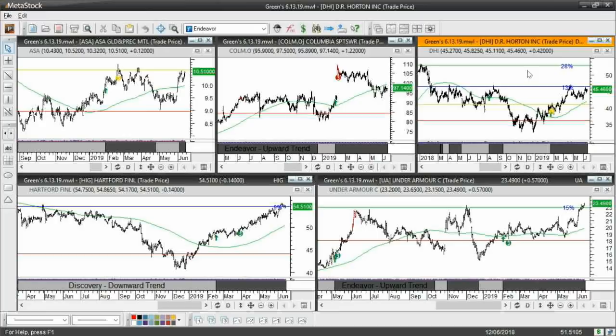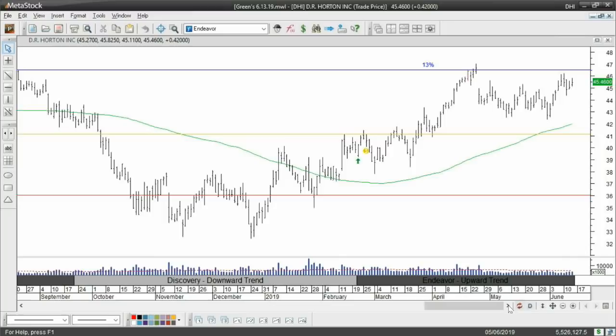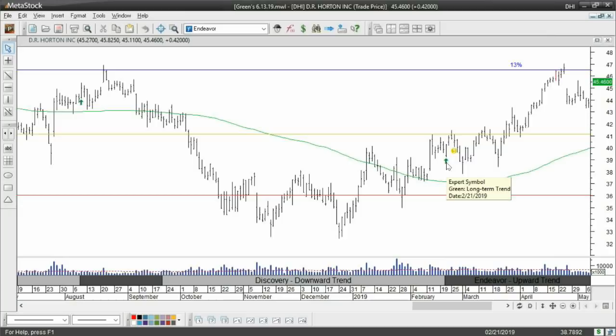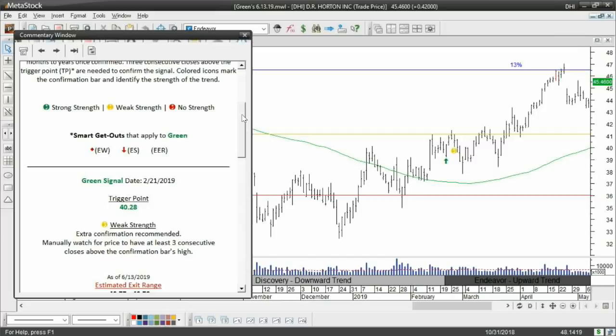So since we're on yellows, let's take a look at another stock that had a yellow signal. Again, I'll zoom in and back up. If you would have run our green long-term trend report on 221, this is the stock that was going to come up. Let's go view expert commentary. Check out our trigger point, 4028. I'll put a line there.